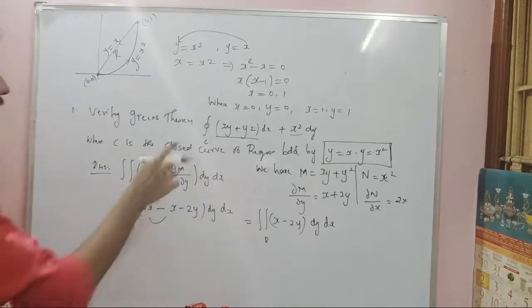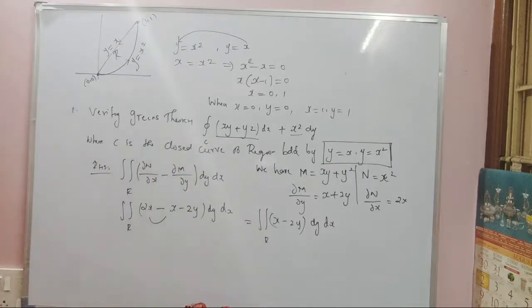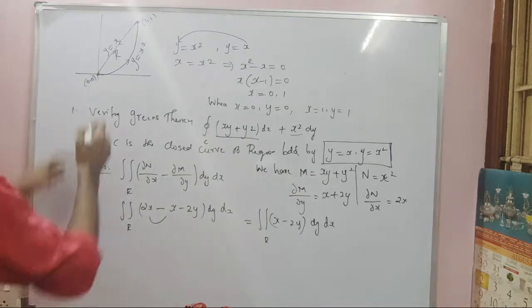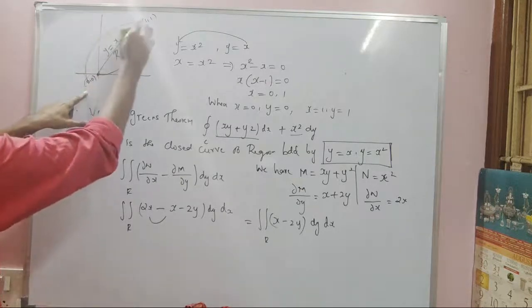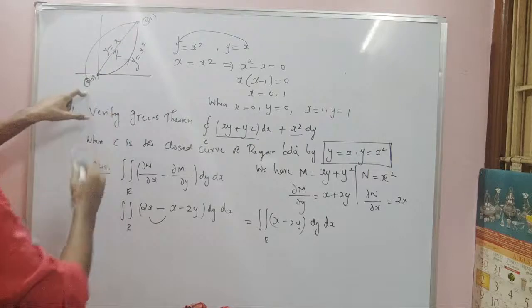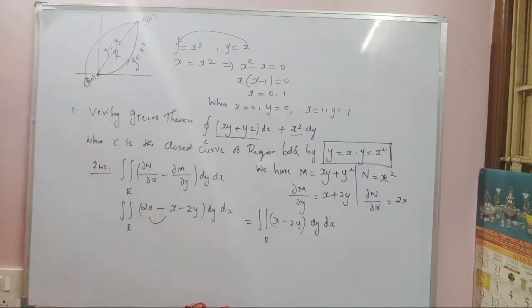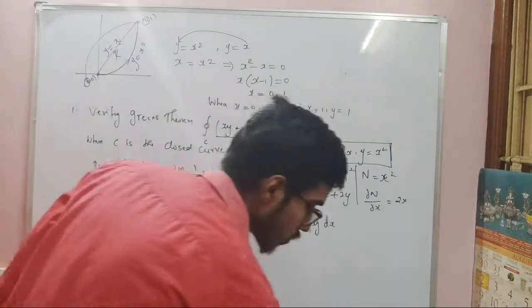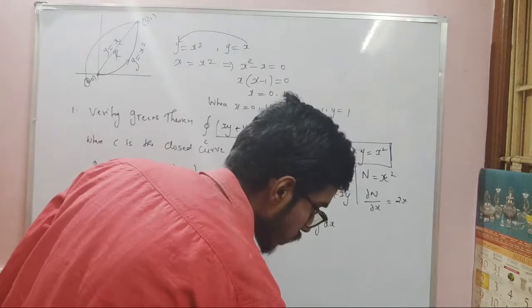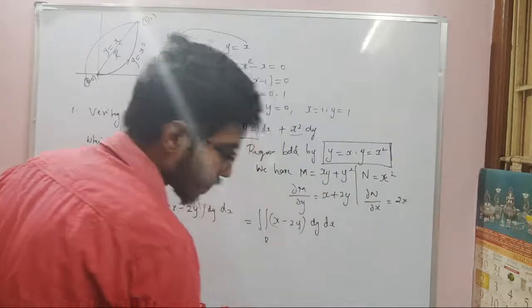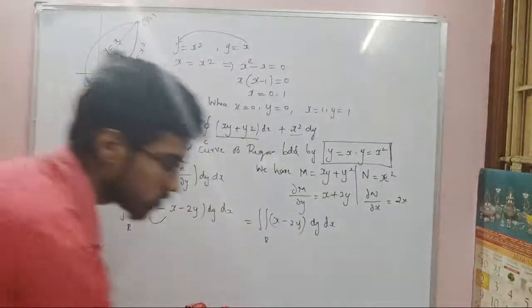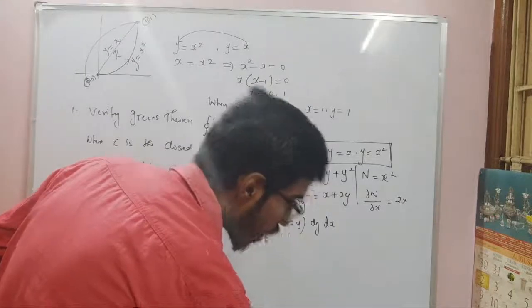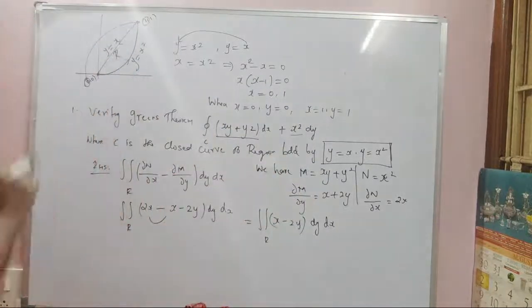Now we need to find the x limit and the y limit, and as I said, the x limit has to be a number. You can see x varies from 0 to 1, right? This is 0 to 1. So for the x limit we have 0 to 1, and for the y limit we have two bounds, right? So the y limit varies from x square to x.